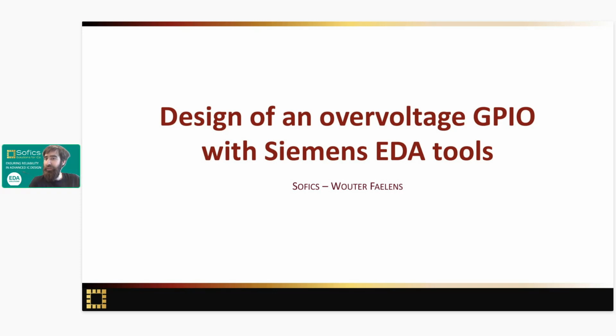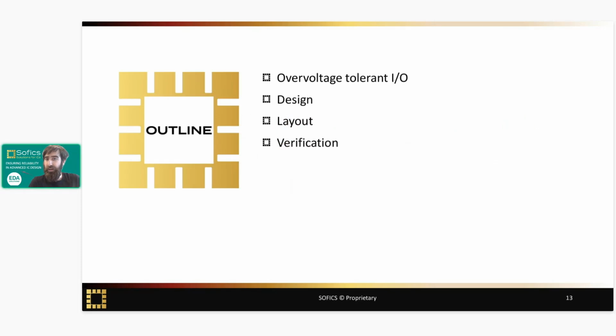Today's talk, I'm mainly going to focus on the design of an overvoltage tolerant general purpose IO, where we use the Siemens EDA tools to do this whole design. First, I'm going to explain a bit on what is an overvoltage tolerant IO. Then I am going to continue with how we do the design. Next, I am going to discuss the layout steps with a particular focus on the FinFET nodes. And lastly, I'm shortly going to touch on the verification of the design.